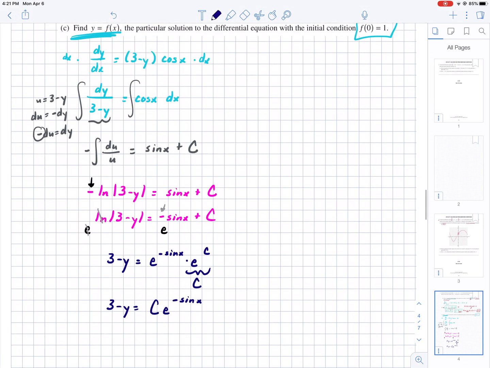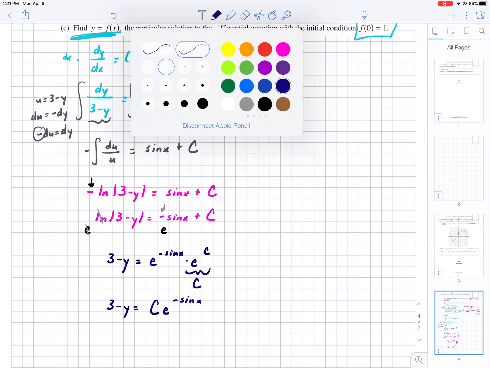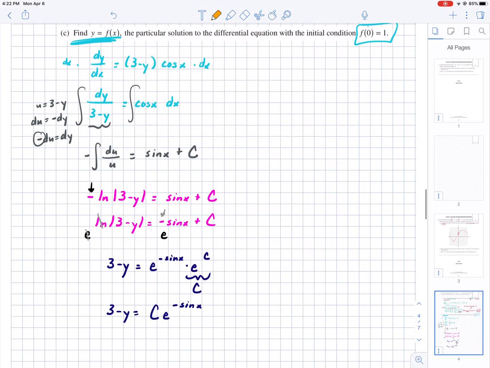Now, if you want to do it right now, you can. If you want to move the y stuff over, you can. It's totally up to you. I'm going to go ahead and plug in right here. So I've got 3 minus, and I'm using that point. So my y value is 1. 3 minus 1 is equal to c e to the negative sine of 0. I'm just plugging in a 0 where x is and a 1 where y is. So 2, now that's e to the 0, because sine of 0 is 0. So e to the 0 is 1. So that means the c must be 2, right? So I can rewrite this as 3 minus y equals 2 e to the negative sine of x.